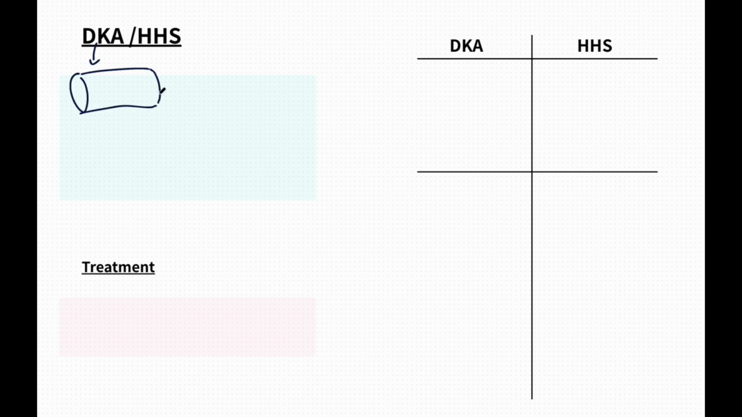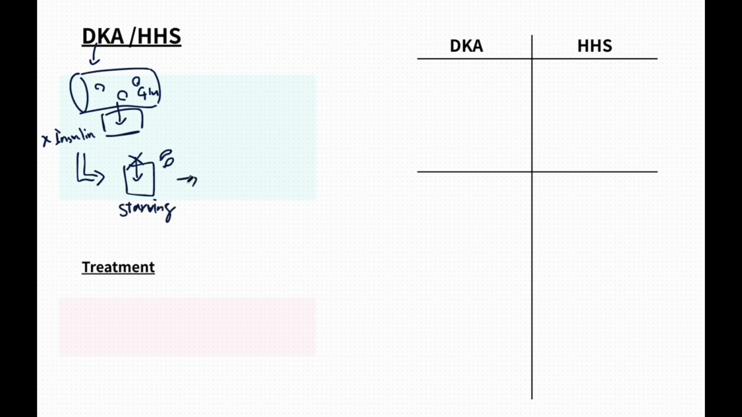Alright, imagine this is a blood vessel, and here are the cells. Glucose in the bloodstream enters the cells with the help of insulin. Once inside, the cell makes ATP and functions normally. That's our starting point. In DKA, especially in type 1 diabetes, insulin production drops to almost zero. So glucose cannot enter the cells. Despite high blood glucose, the cells are starving.